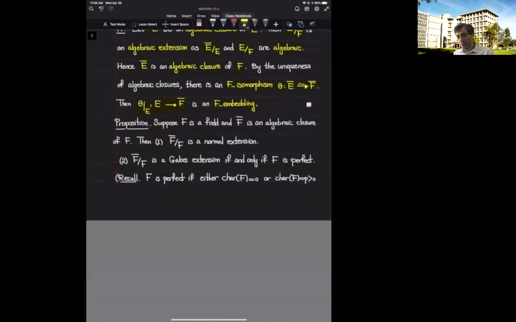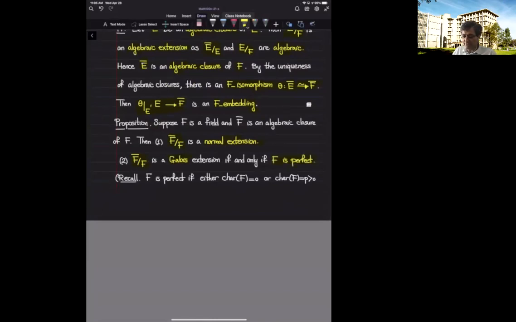So the next thing that we want to understand is the extension of F bar over F. What kind of extension is it? We will show that it is always a normal extension. In fact, this is rather easy. Now the question is, is it a Galois extension? And the answer is, it is Galois if and only if the base field is a perfect field.